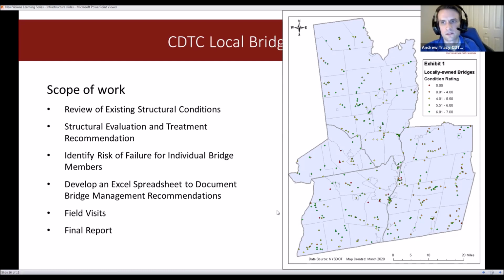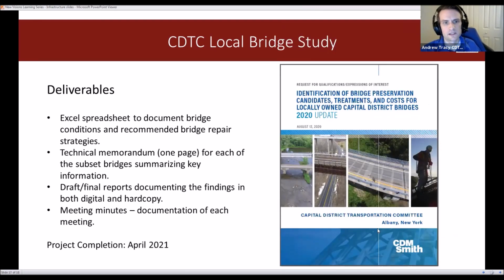And a subset of the bridges will also receive supplementary field visits to field verify the structural evaluation and recommendations that were prepared. And all of this also gets rolled into a final report. So the deliverables for the study, as I mentioned, a summary spreadsheet showing each bridge, its condition, and for bridges that are below the condition threshold, it also summarizes the recommended bridge repair strategies as well. And in the smaller subset of bridges that we're taking a closer look at, a fact sheet or a technical memo will be prepared for each bridge with more detailed recommendations and conditions data. Final reports will also be provided to all of our local bridge stakeholders. The current schedule, we just kicked this off on November 2nd, and we expect the project to be complete in April of next year.